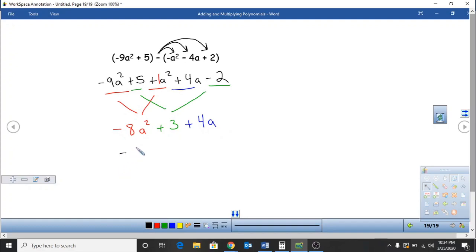And then this plus 4a has nothing to combine with, so I'm just going to put it as plus 4a. So last but not least, all I'm going to do is apply the commutative property and rewrite this as negative 8a squared plus 4a and then plus 3.